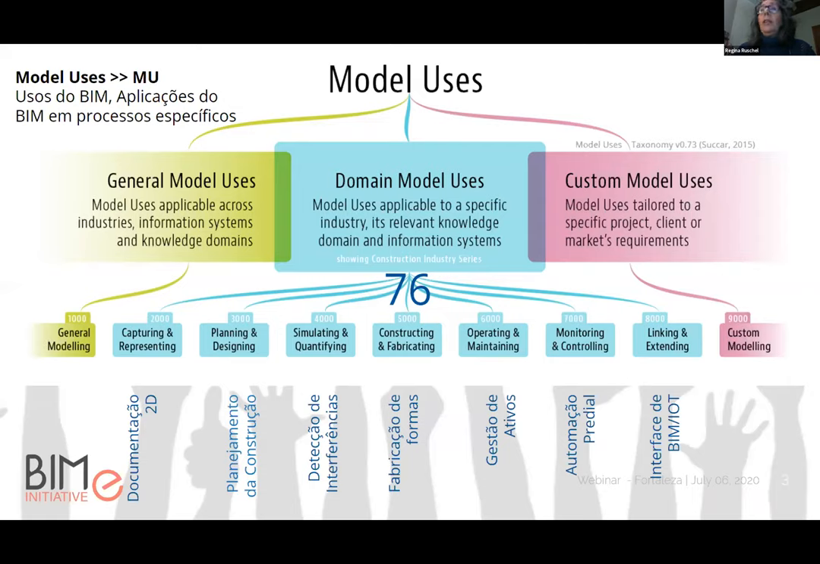Então, extrair a documentação de um modelo BIM é uma aplicação do modelo. Fazer o planejamento da construção mediado por BIM é um model use. Fazer a detecção de interferências durante o processo de projeto é um model use. Fazer a fabricação de formas, a gestão de ativos, automação predial, interface do BIM com internet das coisas, são todos exemplos de model uses.